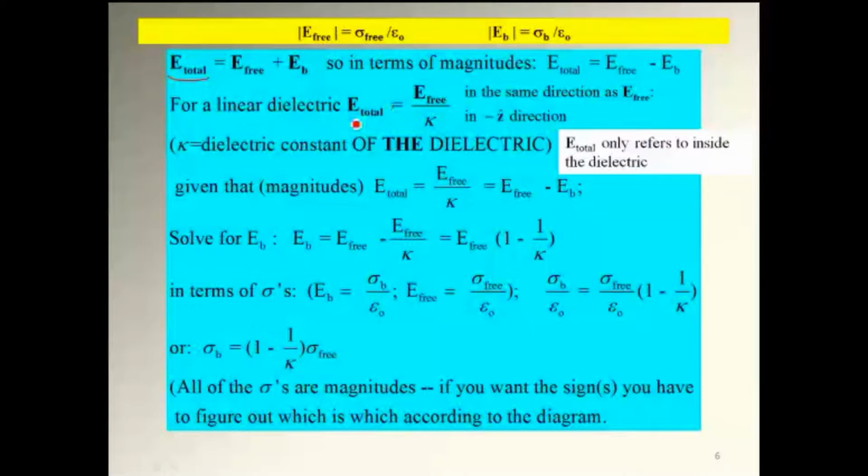For a linear dielectric, we showed that the E total is equal to the free E divided by kappa. Let's state that again. This is the E field that's inducing the polarization coming from the free charge. This is the total E field inside the dielectric. And what you see here is you get the shielding effect because of the kappa being greater than 1, so this quantity here is less than E free. It's in the same direction as E free, and in our case that would be the minus Z direction.